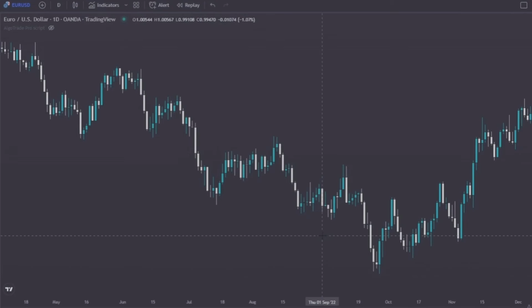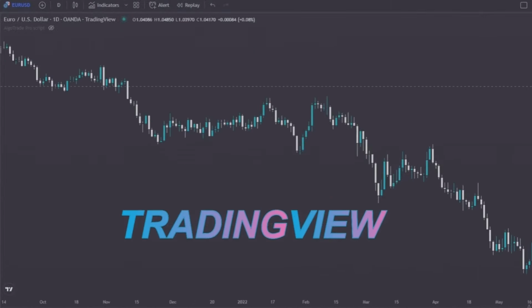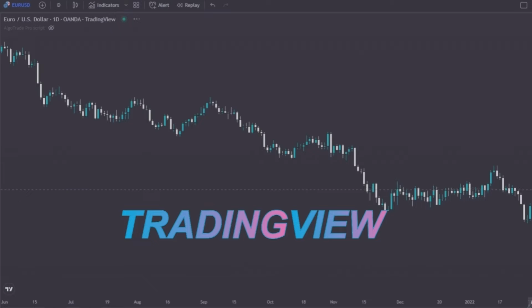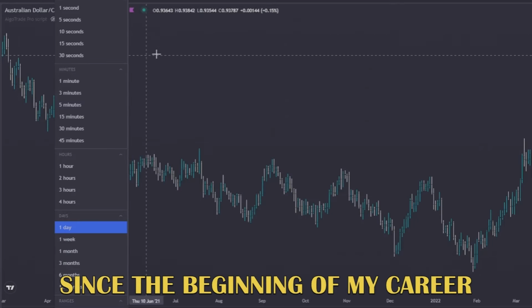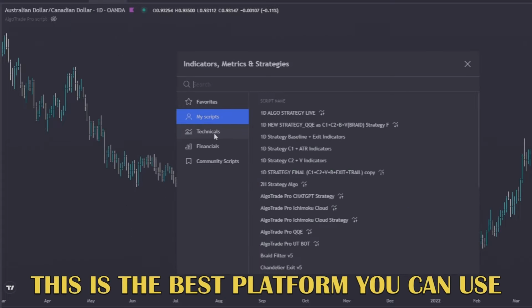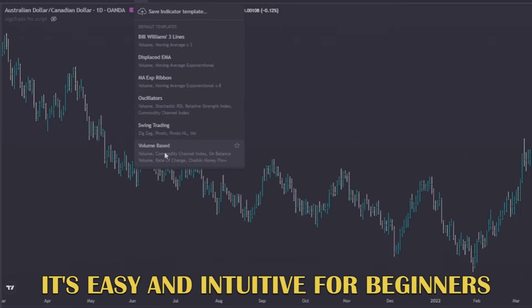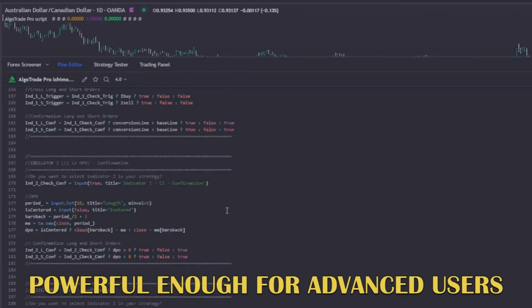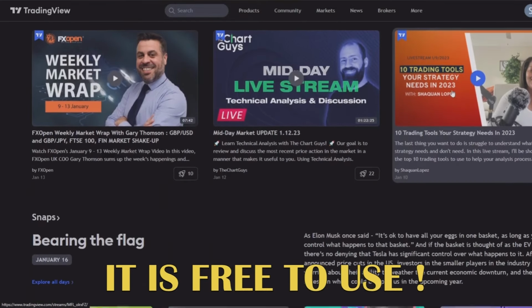Let's go! So, as usual, I'm on TradingView, which is the platform that I use to backtest every indicator and strategy. I've been using TradingView since the beginning of my career as a trader, and I can tell you that this is by far the best platform you can use. It's easy and intuitive for beginners, yet powerful enough for advanced users. And the best part is that you can use it for free.